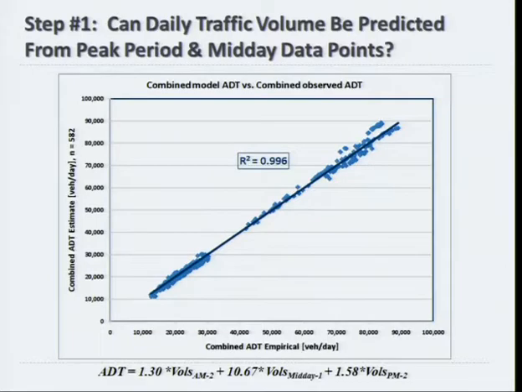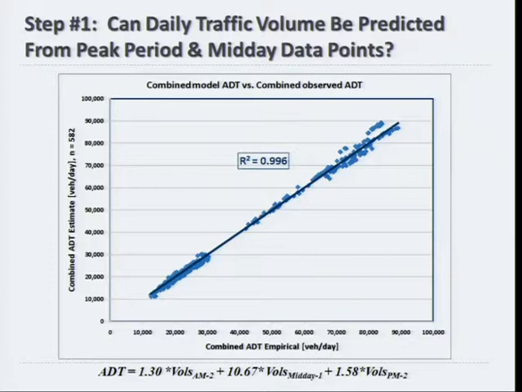And the first time we saw this plot, we actually went back and did a bunch of error checking because we thought we really messed something up. We honestly didn't believe that you could estimate ADT this reliably given only 5 hours of the day with the other 19 unknown. We went back twice and did error checking. And if you take a look at this, this group down here at the lower end, those are largely your arterials. The upper end are largely your freeway links with the more congested ones at the top end.